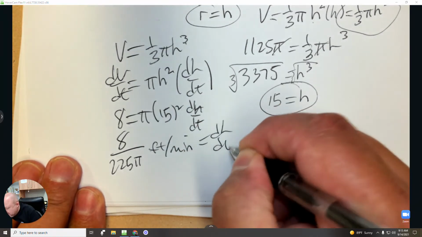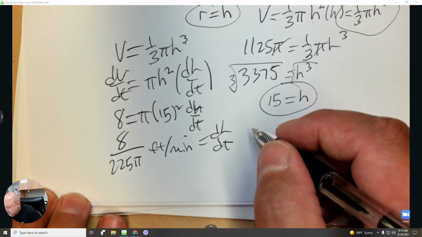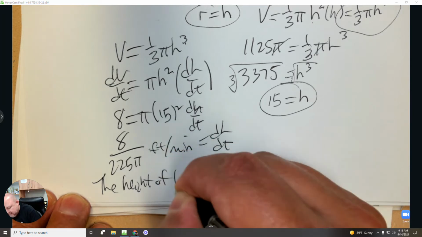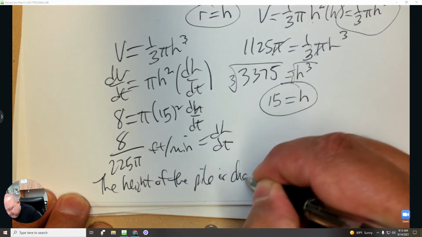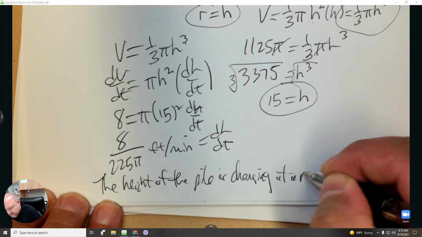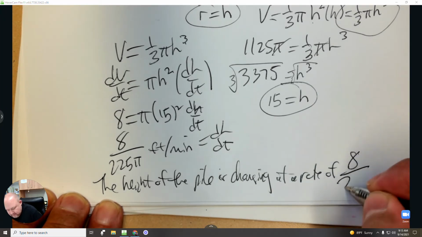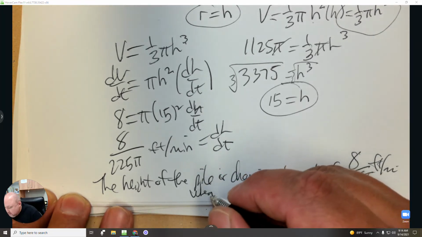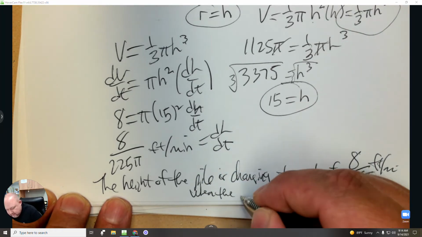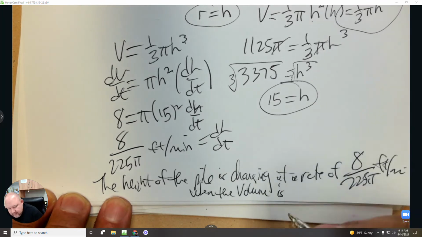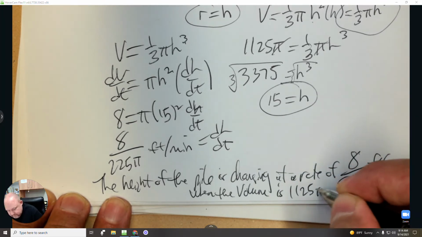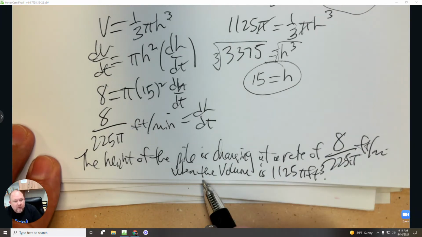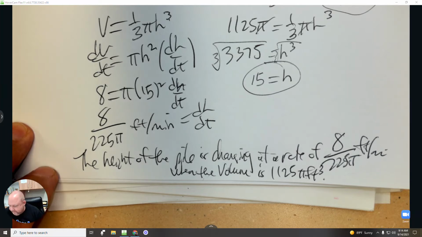This is dh by dt, and then if you wrote a sentence, you would say the height of the pile is changing at a rate of 225 pi feet per minute when the volume is, because that's what was given. And then you have your sentence. So the height of the pile is changing at a rate of that per minute when the volume is that, and it's perfect. Number 10.